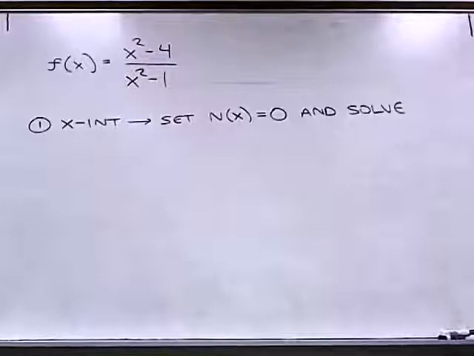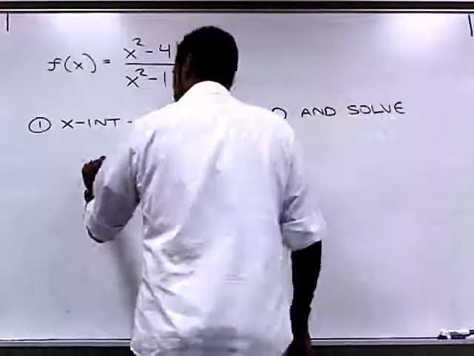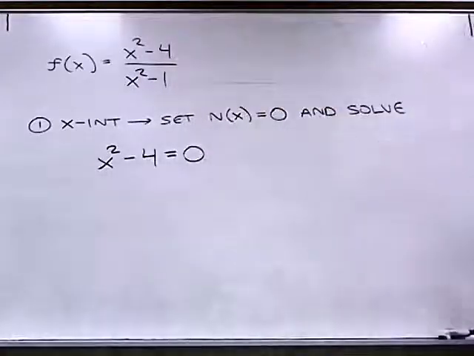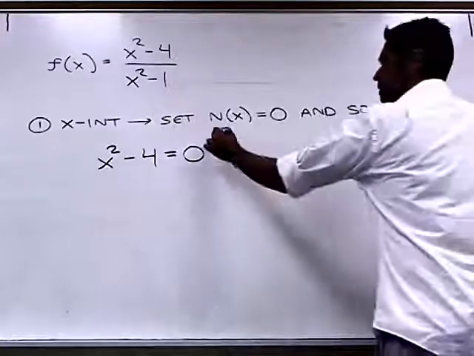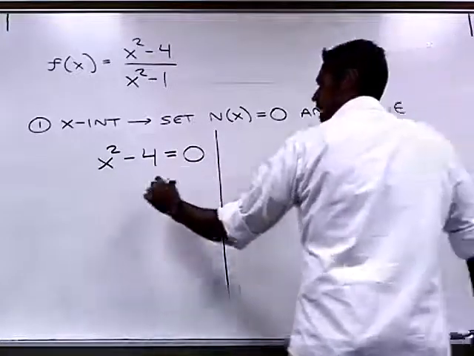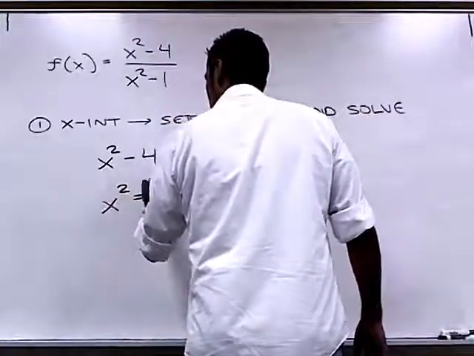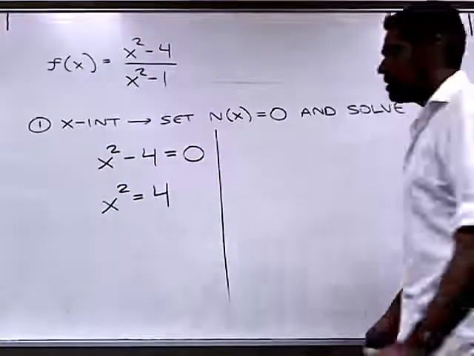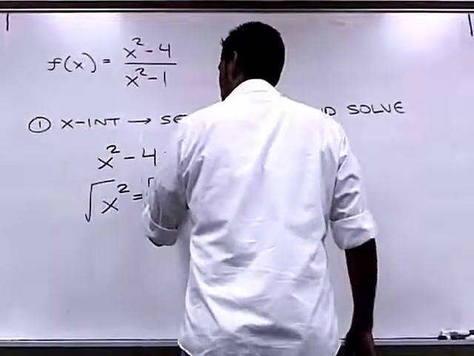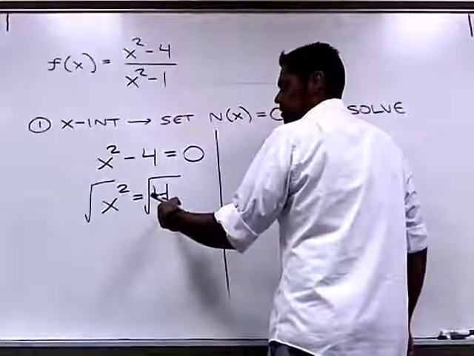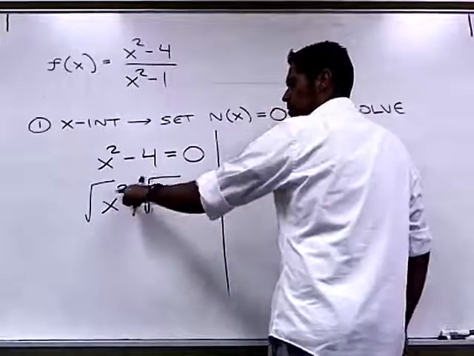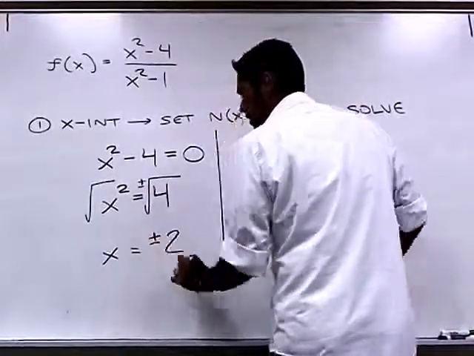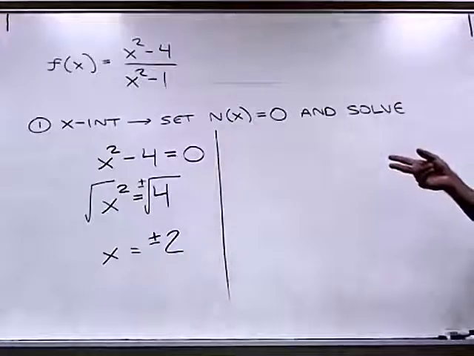All right, so we're going to set the numerator equal to 0. The numerator is x squared minus 4 equals 0. And there's really two ways we could solve this. One option would be to add 4 to both sides, and then take the square root on both sides. So if we take the square root on both sides, what do you always have to do when you take the square root on both sides of an equation? You have to do plus or minus. So the square root of x squared on the left is x. The square root of 4 is 2, and we have plus or minus. So that's two answers, right? Positive and negative 2.